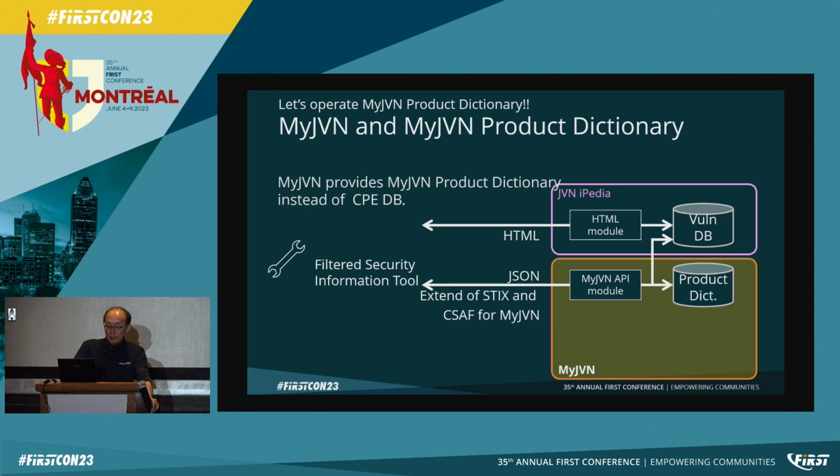It offers an enhanced and customized product identification scheme, allowing users to efficiently filter and manage security information based on specific software products. By utilizing MyJVN Product Dictionary instead of the traditional CPE database, MyJVN enhances the accuracy and effectiveness of security information filtering, providing users with more tailored and relevant vulnerability information.